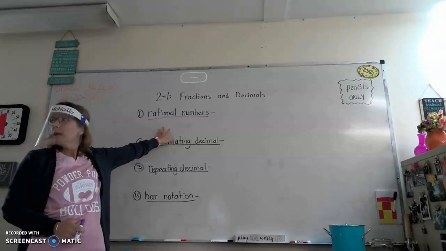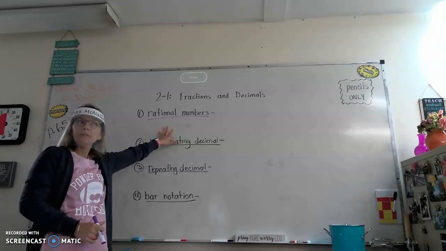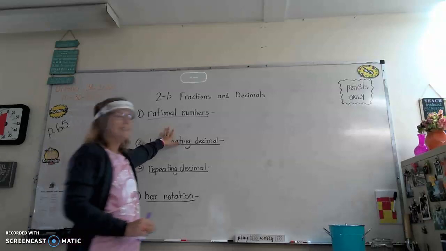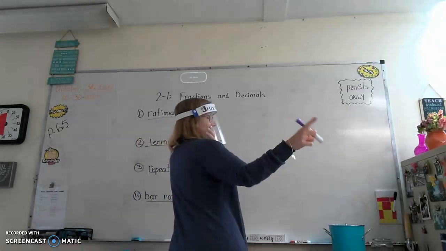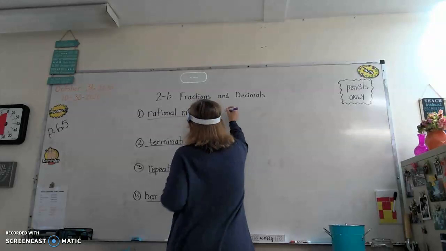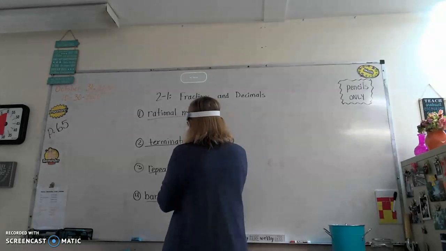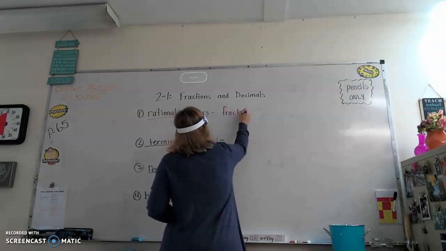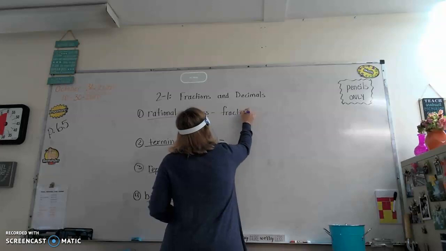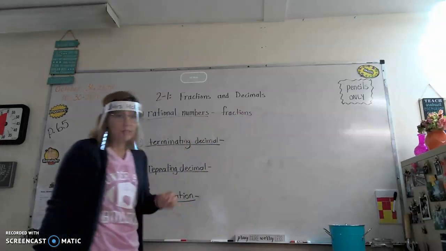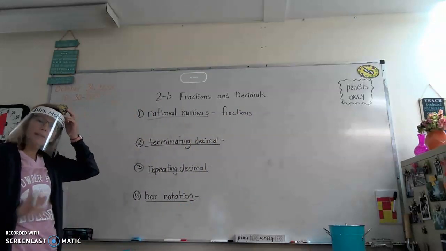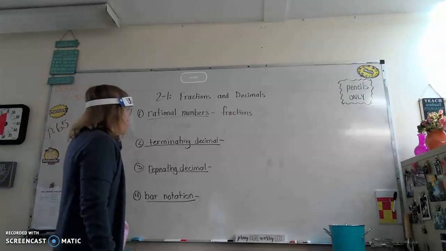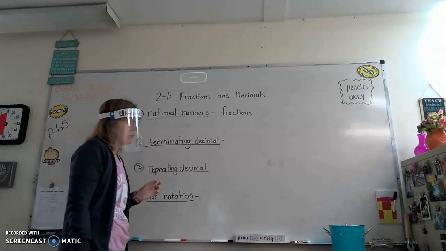A rational number. Does anybody know what a rational number is? A real number? It's a number. That's a good answer. So rational numbers, an easy way to think about them are numbers that can be written as fractions. Okay, so write that down on your paper. Fractions, but they're a special kind of fraction.